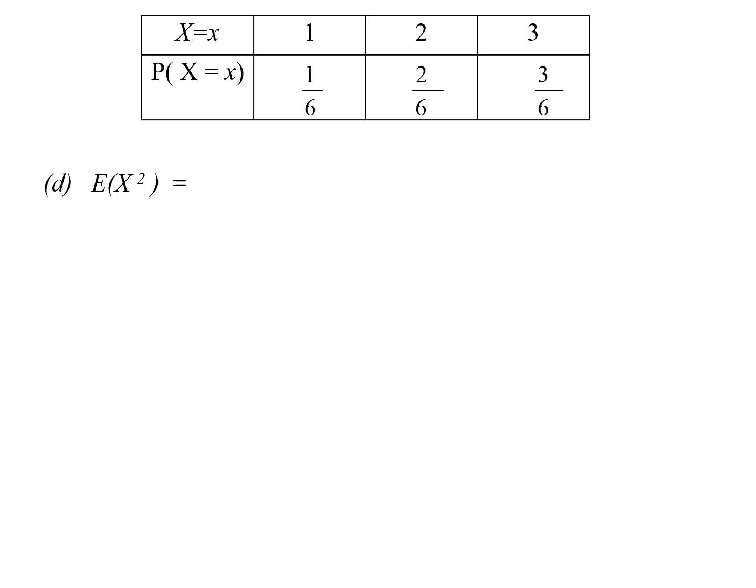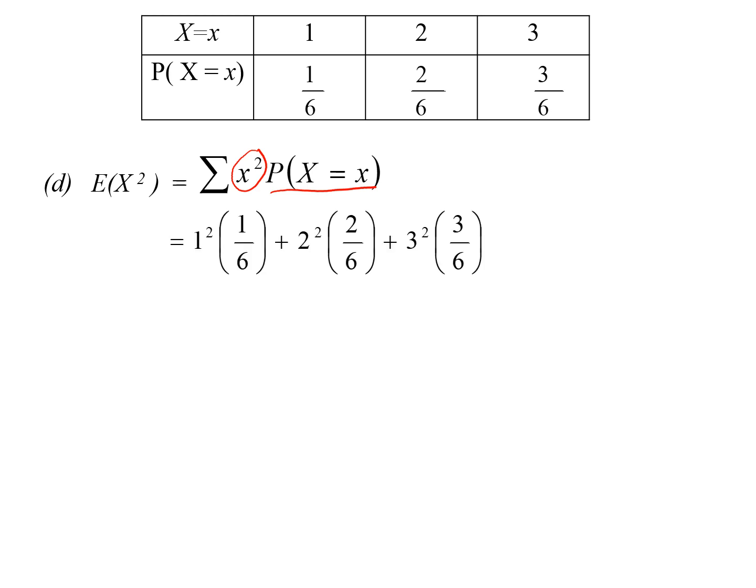Next, to get the E(X squared), we use the formula: the summation of x squared times the probability. So when x equals 1, we square it, then multiply by the probability, which is 1/6. When x equals 2, we square the x, then multiply by the probability 2/6. When x equals 3, you get 3 squared times the probability 3/6. Then finally we get our answer, which is 6.